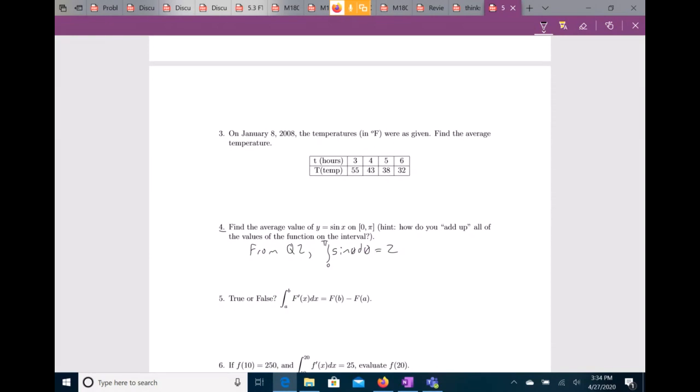So when we're talking about taking the average of a continuous function, we sort of use some kind of analog to the discrete case. So actually, I'm going to go back to number three before explaining number four.